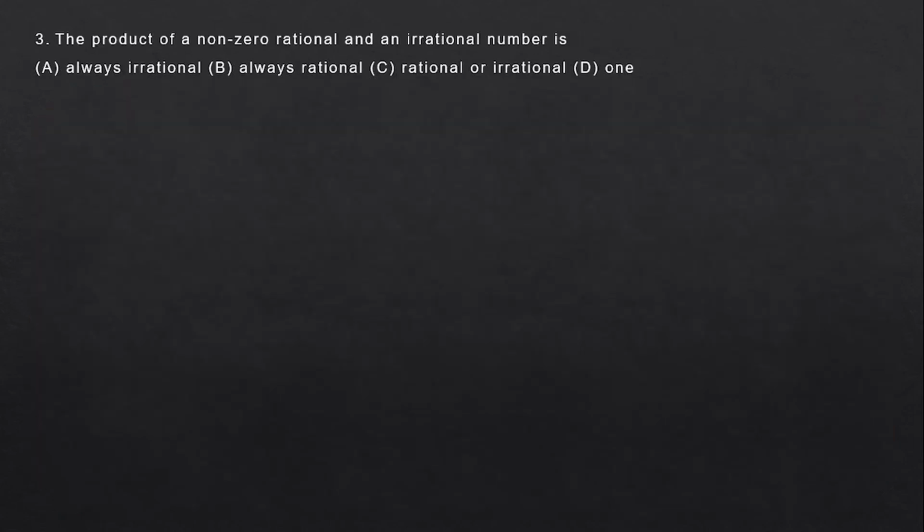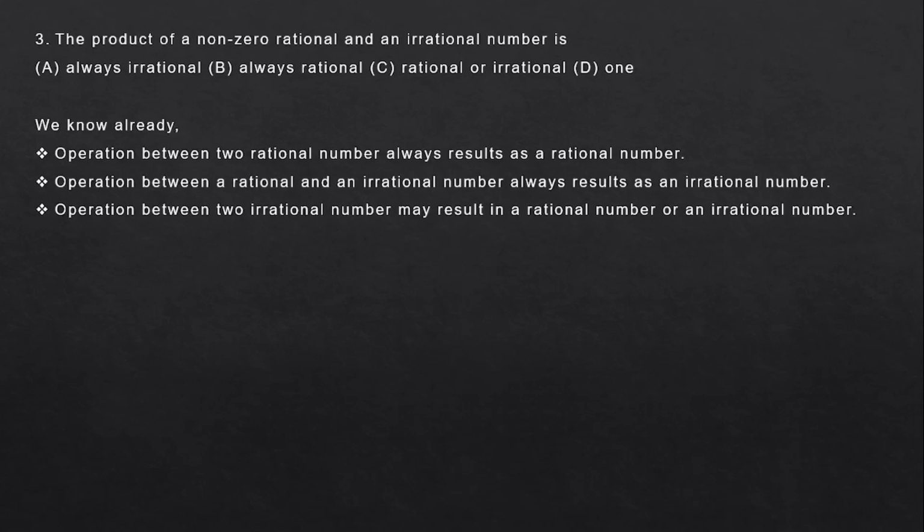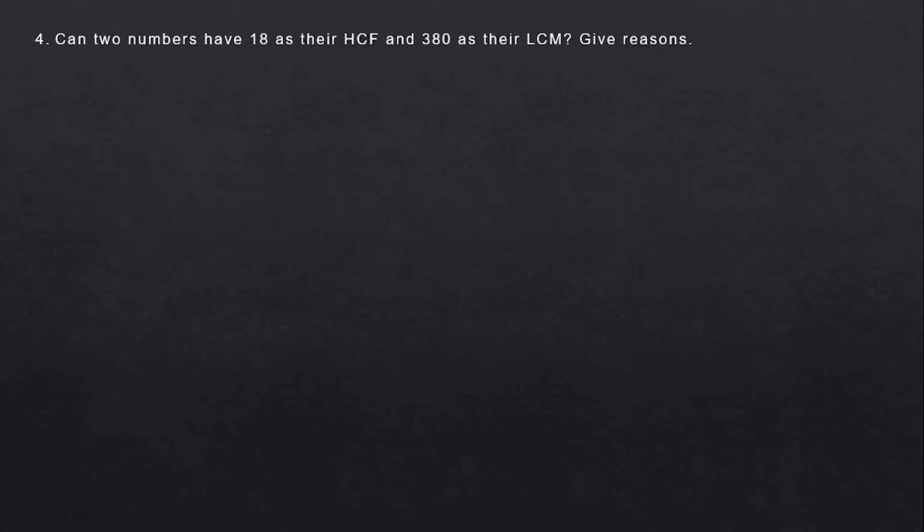Let's see another. The product of a non-zero rational and an irrational number is. Now everyone of you must be able to write this answer because we have already discussed that the operation between a rational and an irrational number is always an irrational number. So the product of a rational and an irrational number is always irrational. Let's see the next one.